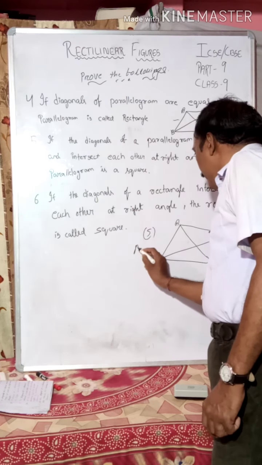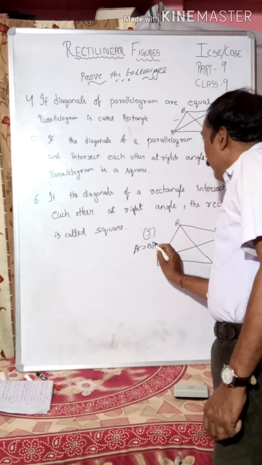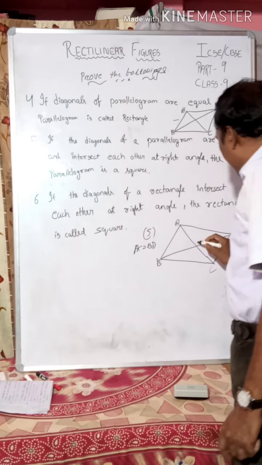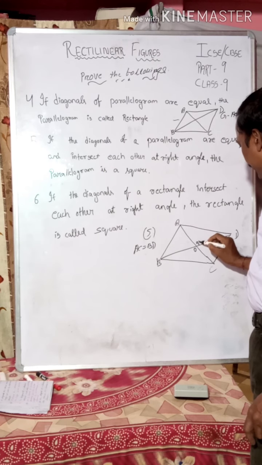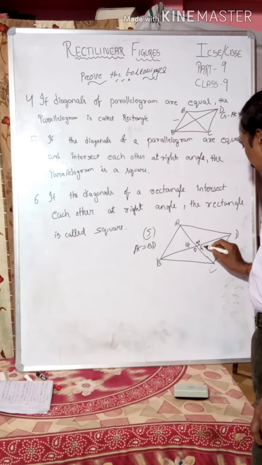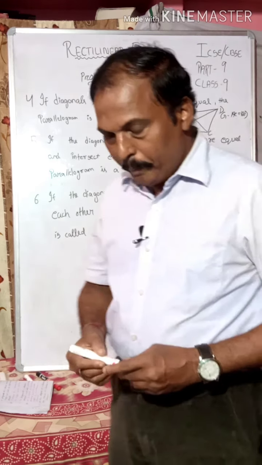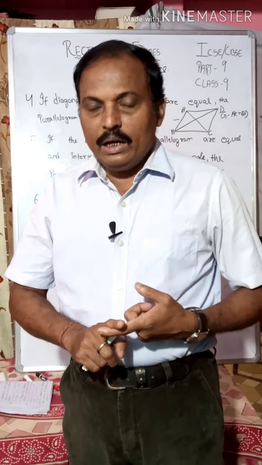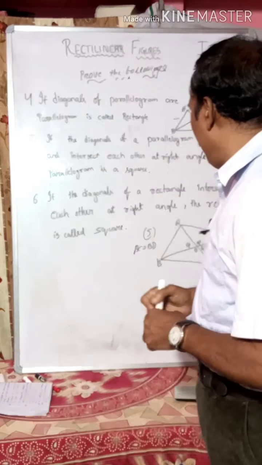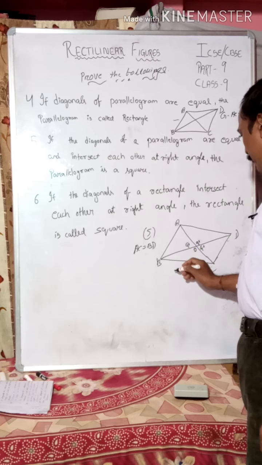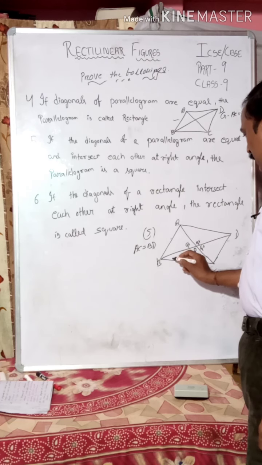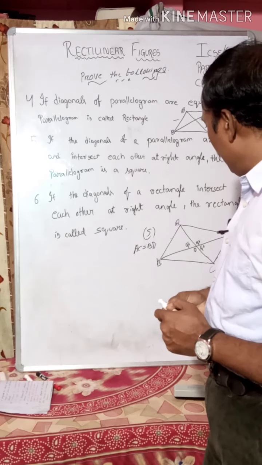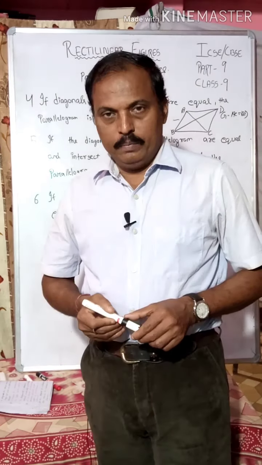AC is equal to BD. Diagonals of the parallelogram are equal and intersect each other at a right angle. This is a right angle, this is 90 degree, all are 90 degree. If diagonals of a parallelogram are equal and intersect at a right angle, then that parallelogram is a square. We have to prove it is a square, meaning all sides are equal and each angle is 90 degree. You have to prove each angle is 90 degree and all sides are equal.